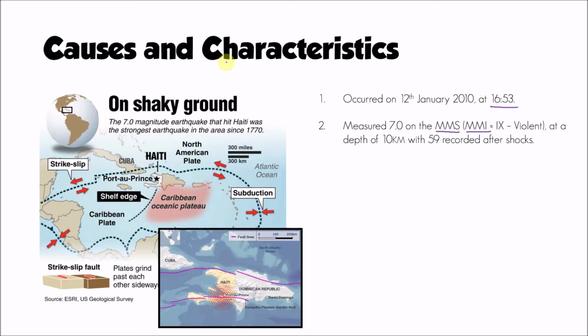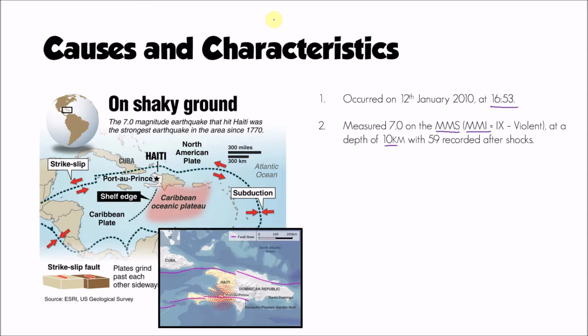What did contribute though to the severity of the earthquake, and certainly to why the shaking was quite violent, was that it was very shallow. It was only 10 kilometers in depth. So the energy released from that earthquake was being released very close to the surface, and therefore very little energy had been absorbed or dissipated by the time it reached the surface.